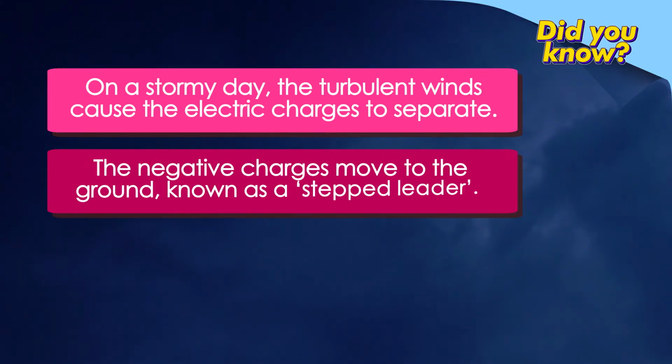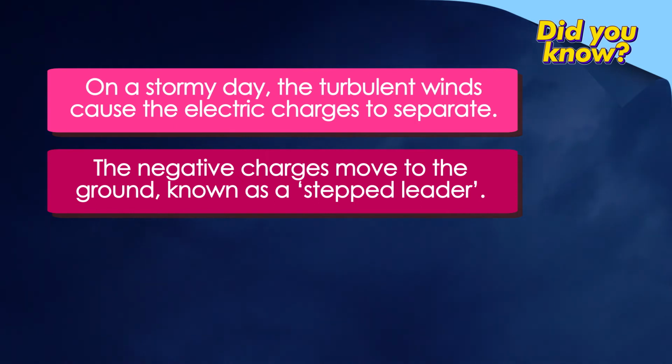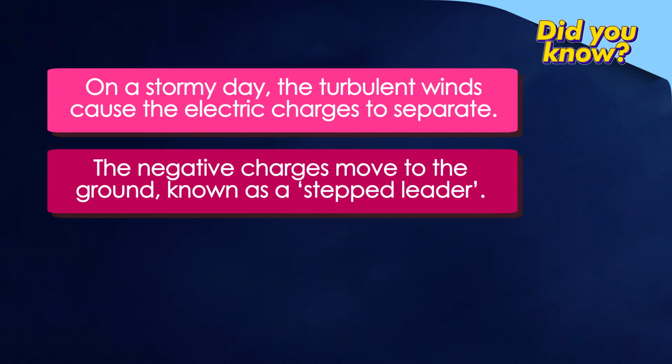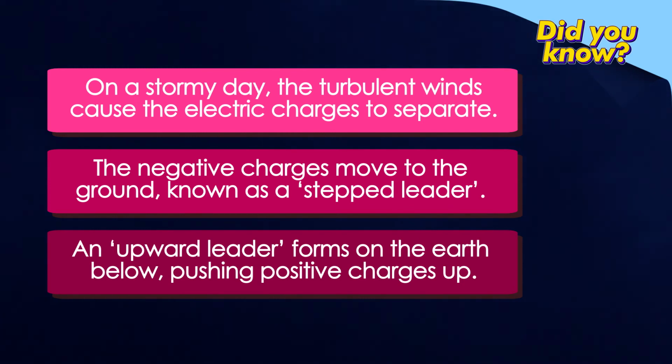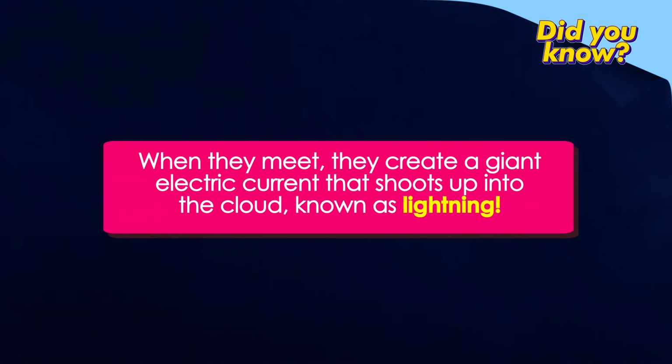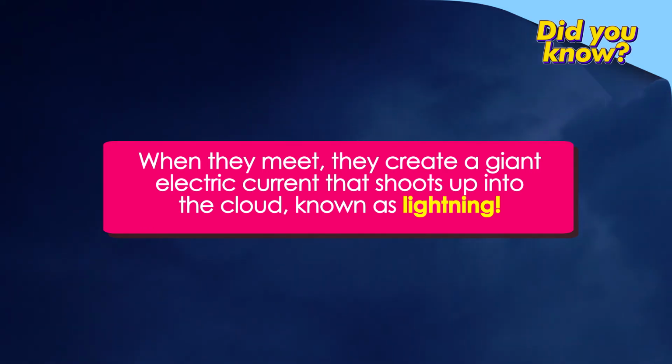The negative charges start moving towards the ground, known to scientists as a stepped leader. In the meantime, an upward leader forms on the earth below, pushing positive charges up into the air. When these meet, they create a giant electric current, which shoots up into the cloud. This is known as lightning.